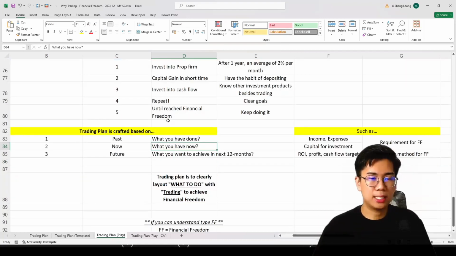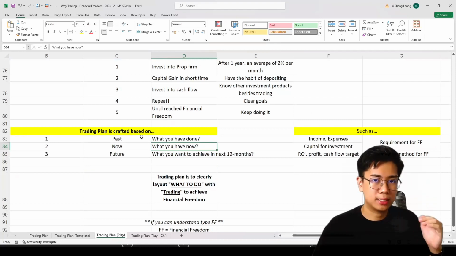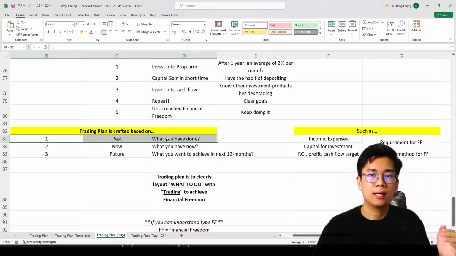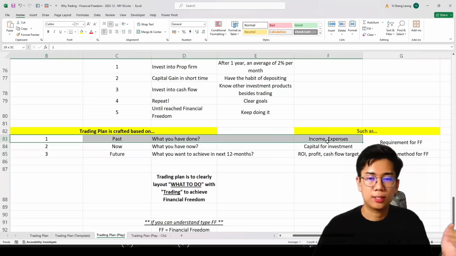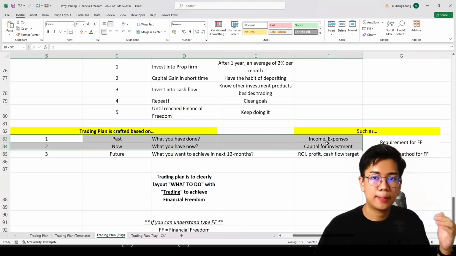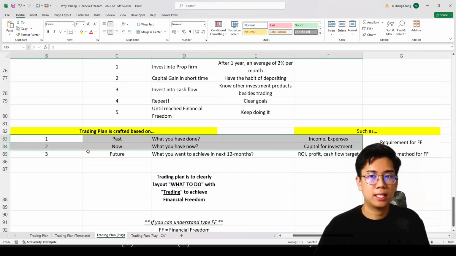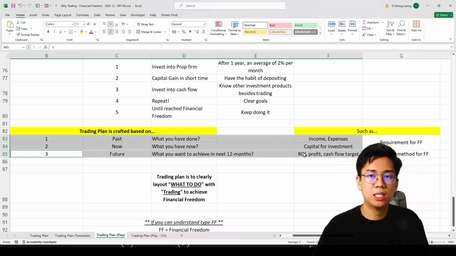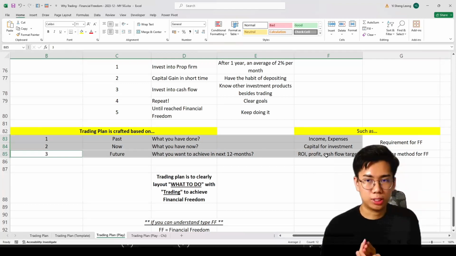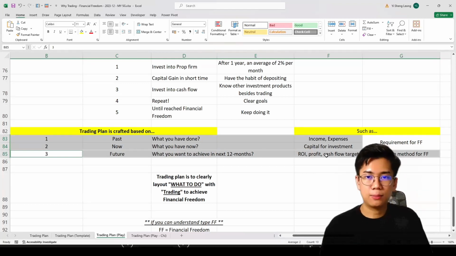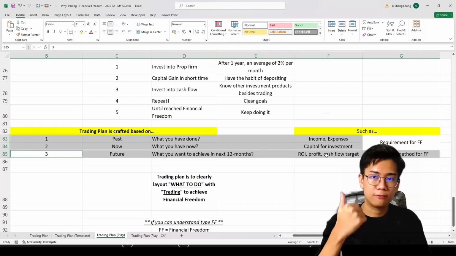The trading plan is to lay out, based on what you have had in the past and what you have now, your incomes, your expenses, your capital that you would like to invest, what you would like to achieve in the next 12 months. What is the ROI? What is the profit? What is the cash flow target that you want to achieve? And this becomes your requirement for your financial freedom.